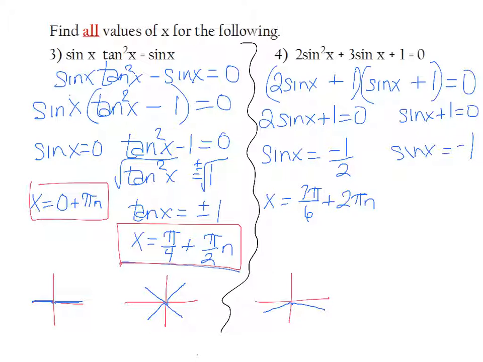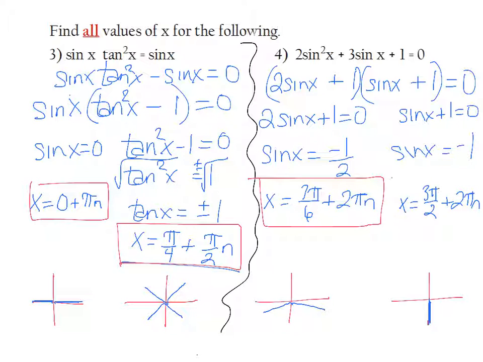For the second part, sine x is negative 1. Okay, that's going to happen straight down. X is going to end up equaling 3 pi over 2, but it would also repeat every revolution. So I'm going to add 2 pi n. And that's my other solution.